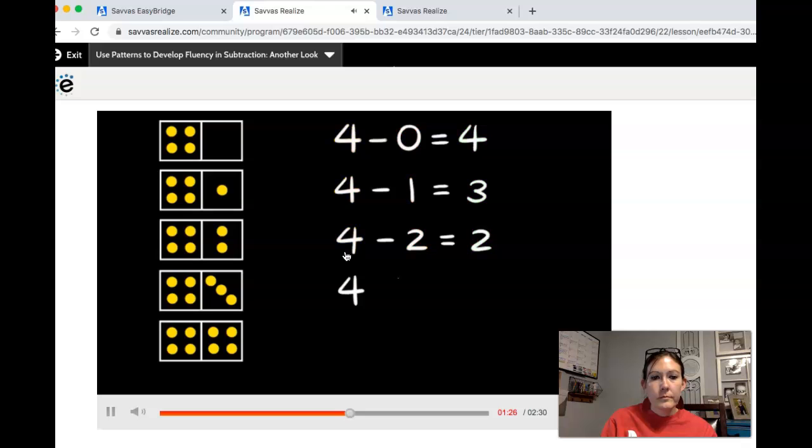The whole is 4 minus. The pattern tells us that the part we know will be 1 more than 2. 3 is 1 more than 2. And the difference will be 1 less than the last difference. 1 is 1 less than 2. This equation is 4 minus 3 equals 1.